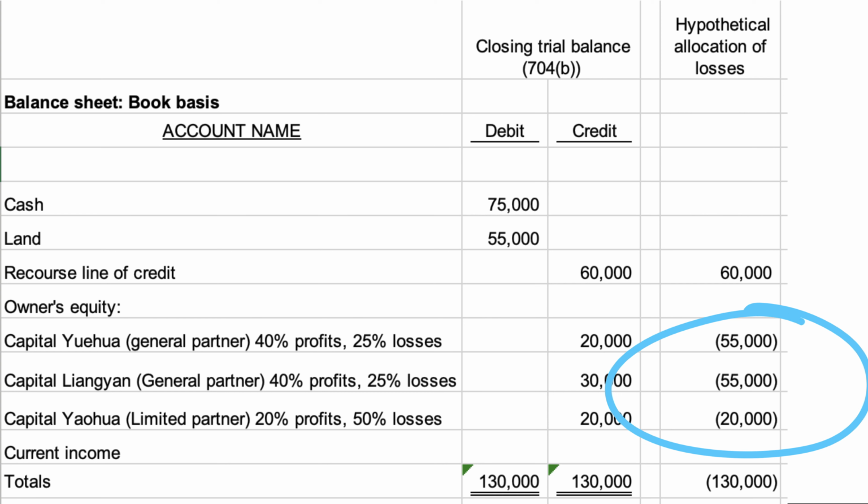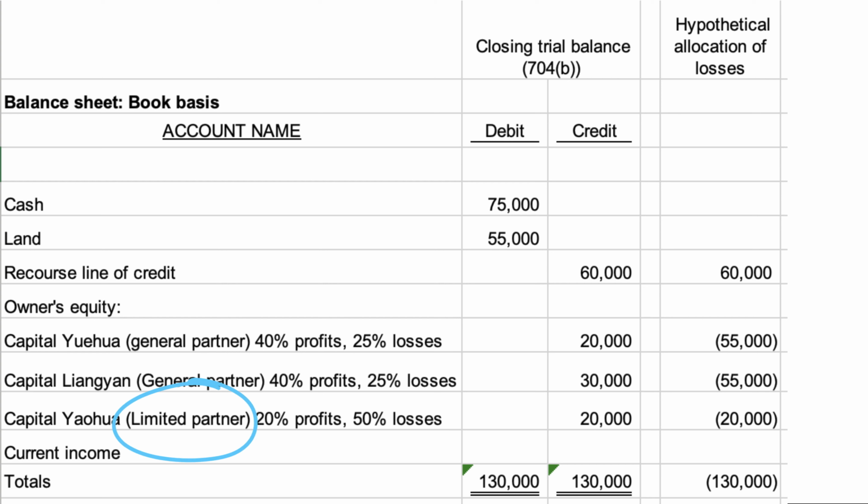Be careful here, though. The substantial economic effect rules of IRC Section 704(b) influence how this loss allocation is made. I'll make another video to explain how substantial economic effect works. But for now, it's enough to know that the limited partner can only be allocated economic losses to the extent of the limited partner's fair market value capital account.